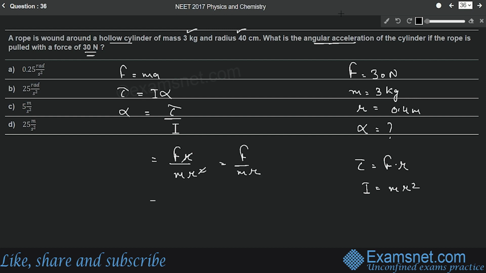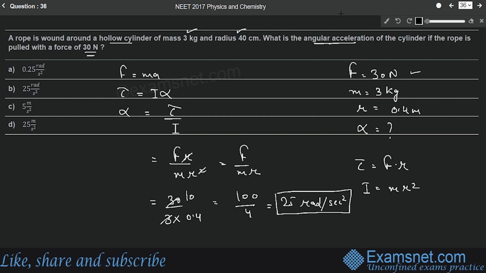Now let's put the values. Force is given as 30 Newton. So 30. Mass is given as 3 kg and radius is 0.4 meter. So here we get 10 divided by 0.4, that is 100 divided by 4. So it will be 25 and the unit will be radian per second square for alpha. Angular acceleration has unit radian per second square. That means option B will be the correct answer. It is 25 radian per second square.